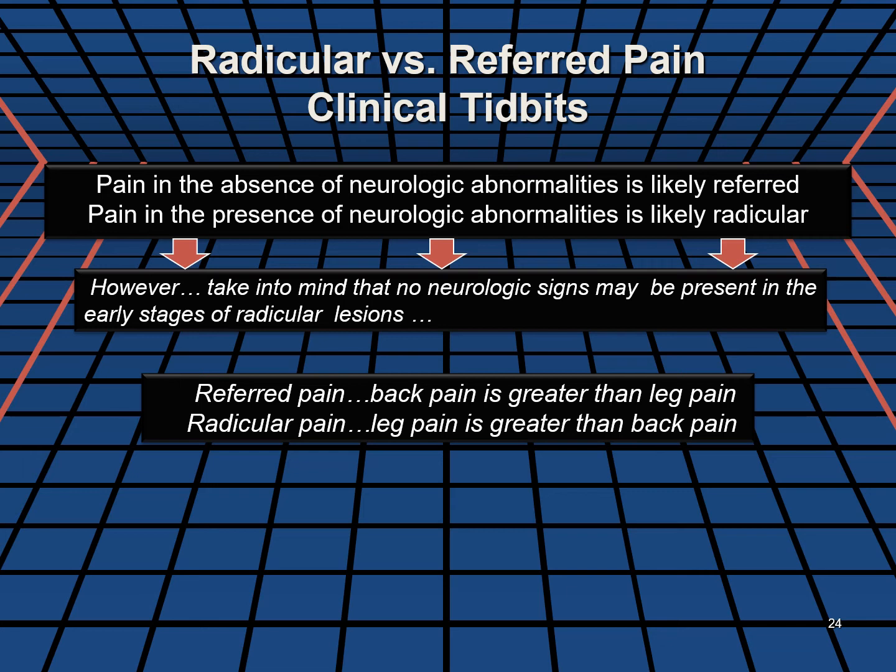Let's say a patient comes in with a low back disorder and leg pain. If it's referred, or somatic referred, you may be more familiar with that term now, typically the back pain is greater than the leg pain. If it's radicular, which means a disc is involved, typically the leg pain is greater than the back pain. That's a great little tidbit when you're sitting and doing a consult with a patient and they tell you, I've got back pain and it's going into my right leg.